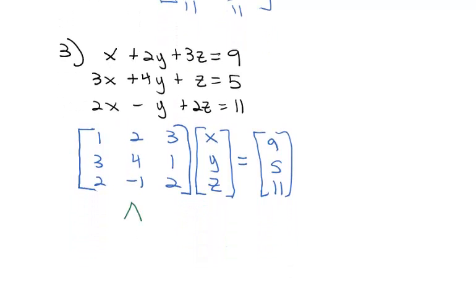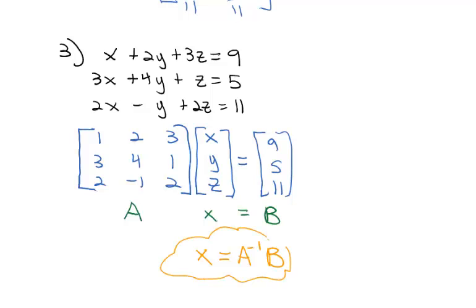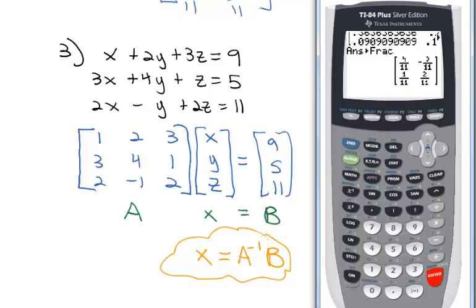And right now this is all set up as AX equals B. But we know that if we left multiply by A inverse, x is equal to A inverse B. So on the calculator, if we program matrix A and B, we can find out what A inverse B is really quick. So let's do that.